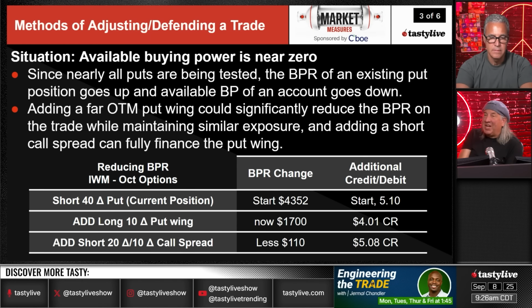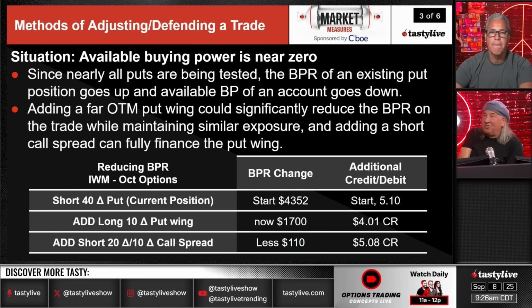You can see here, we kind of outlined the whole thing. Short a 40 delta put, add a 10 delta put wing, and short a 20-10 delta call spread, and you basically end up not having to put very much money in, and you reduce your buying power dramatically from 4,300 to 1,700. I get it. Not a bad thing. No, not a bad thing at all. Okay, let's go to the next slide.